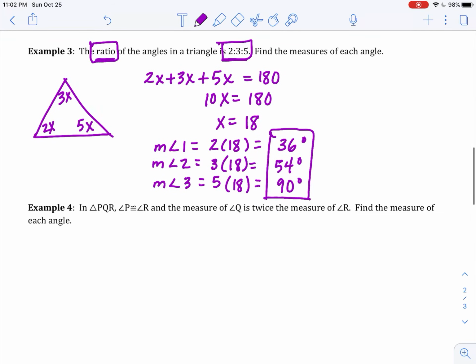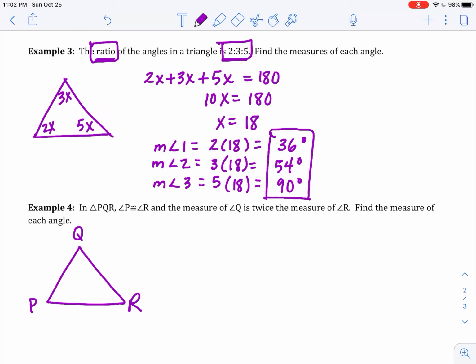All right, example 4 says we have triangle PQR. And just like I did in example 3, I'm a visual person and I want to see the triangle. If I don't ask you to draw the triangle in a problem, then you don't have to. But for me, it kind of helps me solve the problem. So it says triangle PQR, angle P is congruent to angle R, and the measure of angle Q is twice the measure of angle R.